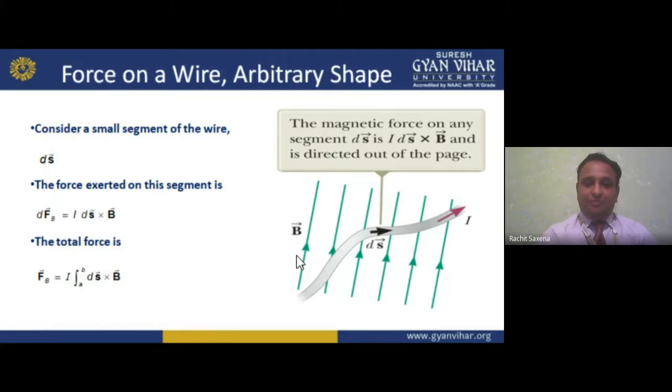So what I'm writing here, FB is equal to I with the limit of A to B, DS, the segment of the wire, into B. So what we can write here, the magnetic force on any segment DS is IDS into B, and it is directed out of the page. Coming out of the page. It is like this. See here.